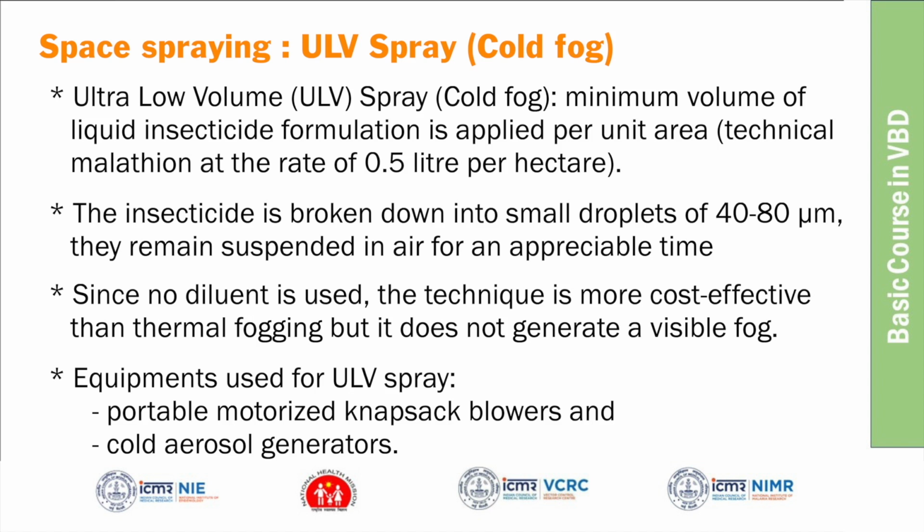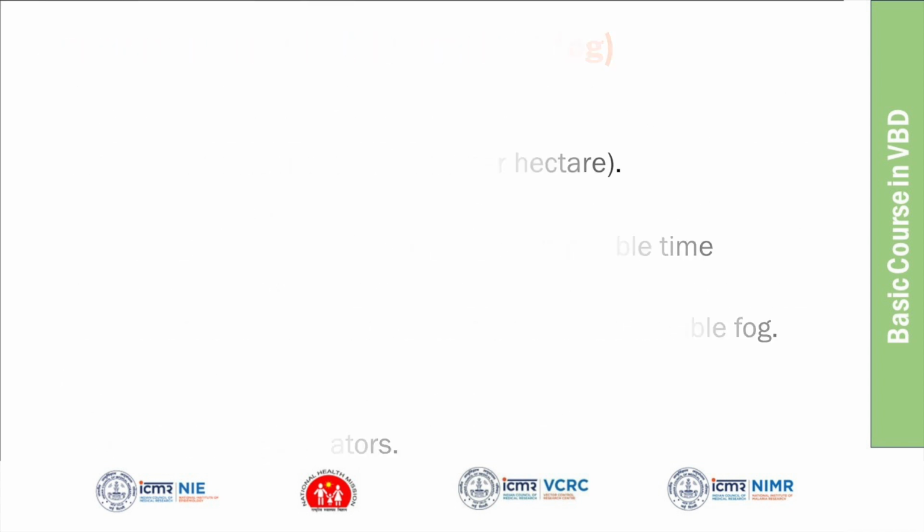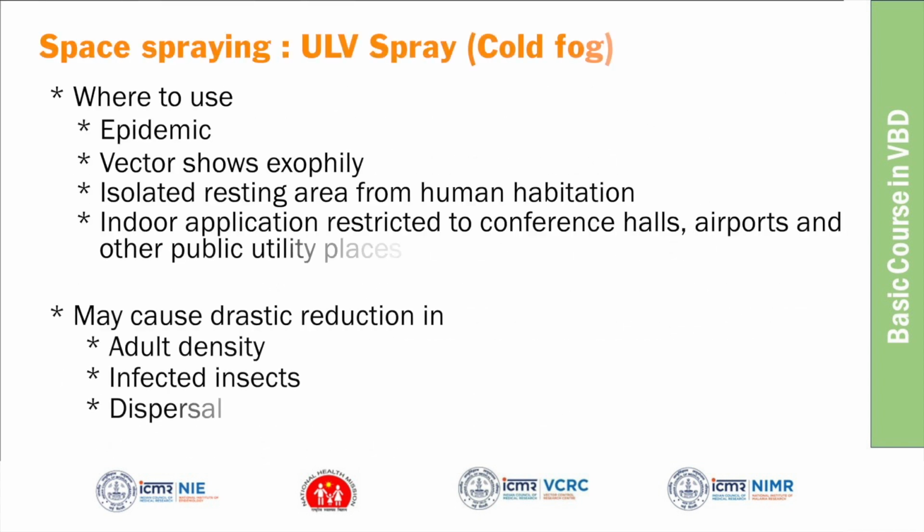Equipment used for ULV spray: portable motorized knapsack blowers and cold aerosol generators. These are the equipment used. Coming to where they use space spraying, you might have seen during a dengue outbreak or JE outbreak, they use thermal fogging.